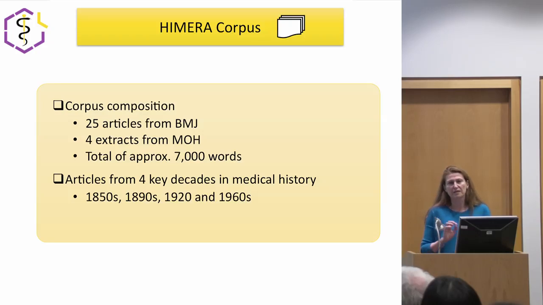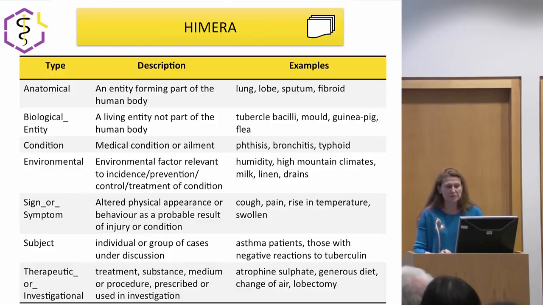To do that, we created a corpus, which is going to be available very, very soon. I'm not going to go into the details: 25 full papers annotated. We need to have this information to be able to build the named entity recognizers and the events. And again, the articles are very diachronic. Very briefly, the description: you have different types of entities here, anatomical, conditional, environmental, and so on for this type of historical corpus, and some examples.